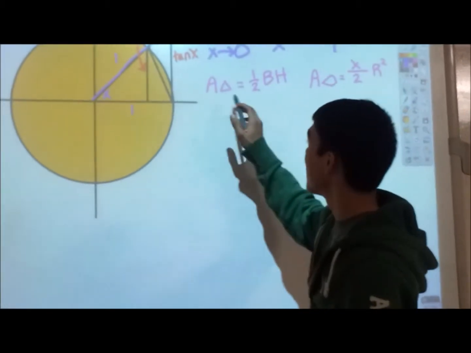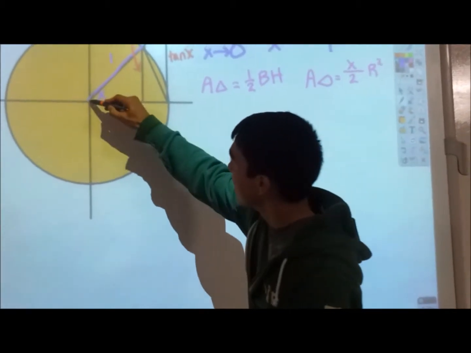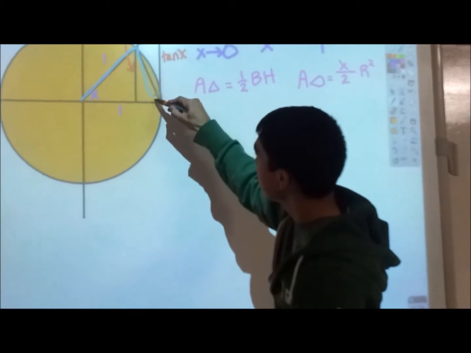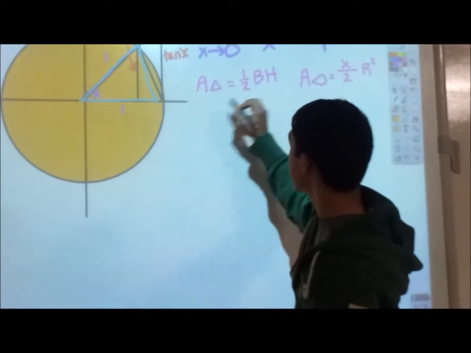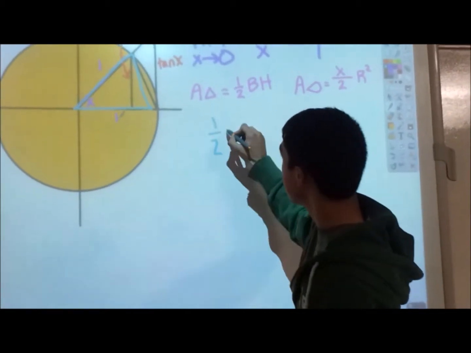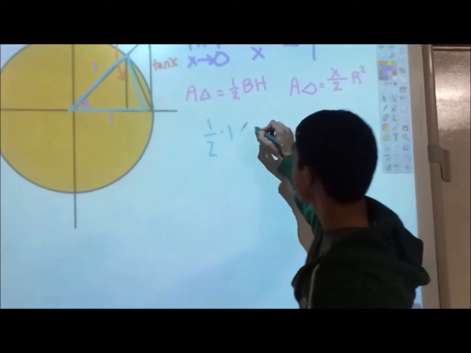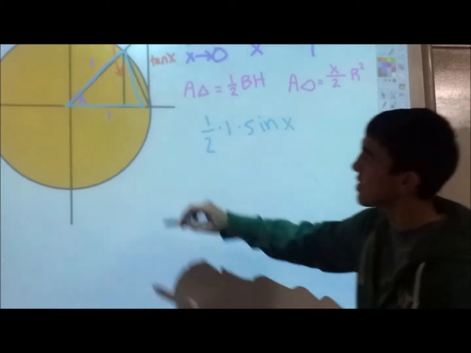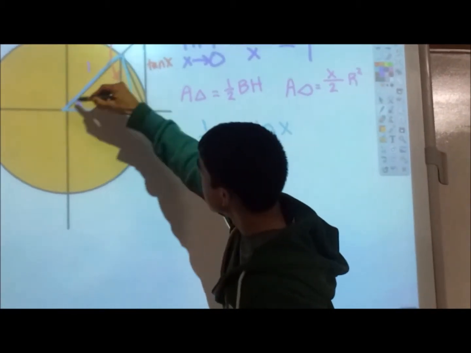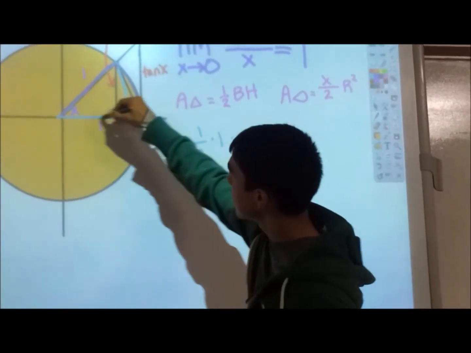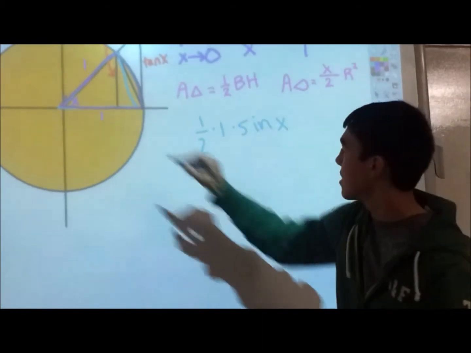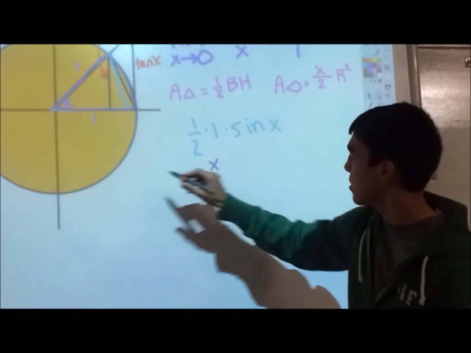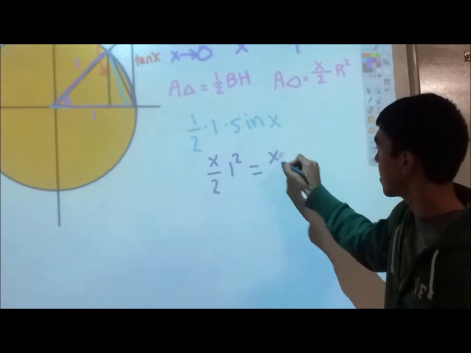The area of a triangle is 1/2 base times height, and so we're going to find the area of this triangle right here. To do that, it's 1/2 times the base, which is 1, times the height, which is sine of x. For the area of the sector, it's x over 2 times the radius squared, which is 1 squared, so it's x over 2.